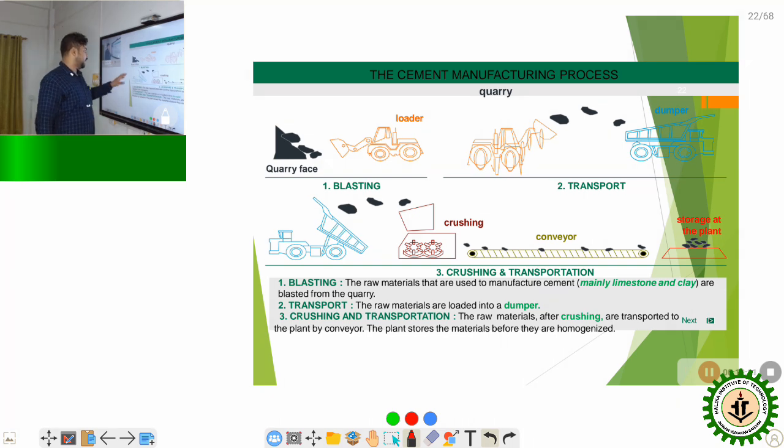So in the quarry phase, we dig the limestone and load it, and therefore we take a dumper, then blasting, crushing and conveyor, and then transporting to storage at the plant. These are the three parts: blasting, crushing, and transport.